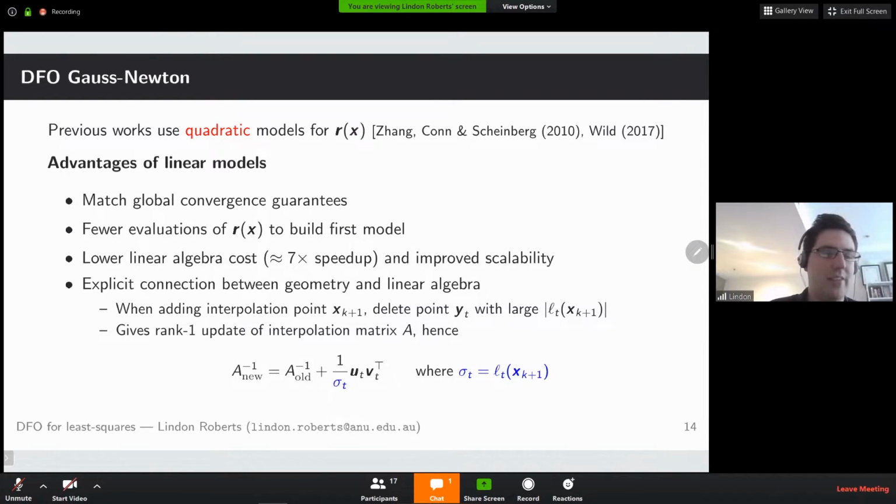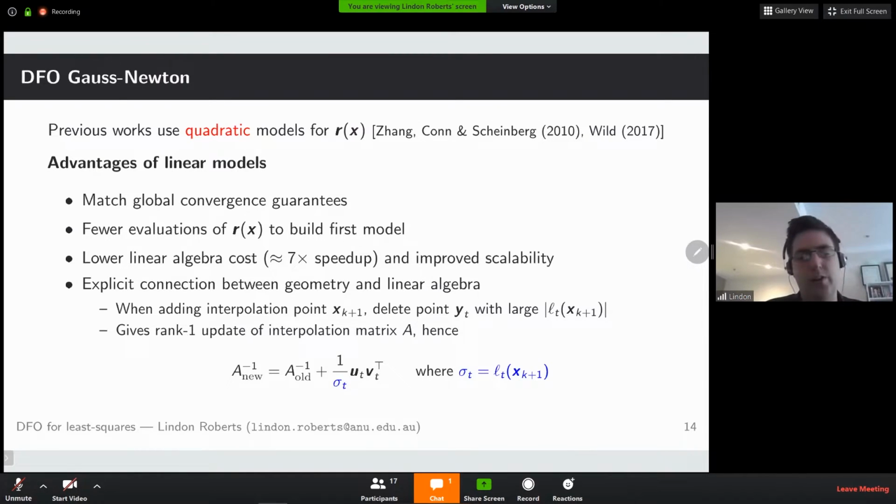And because we're only doing linear interpolation rather than quadratic, that's a much simpler problem. It turns out that the cost of building these models is at least 7 times faster than the quadratic case. That essentially means that they're more scalable. So we can solve larger scale interpolation models, which essentially means that we can solve larger scale optimization problems with the same sort of computational cost. And a nice little point that people more interested in numerical linear algebra might care about is that we get a more explicit connection between the geometry of our interpolation points and linear algebraic quantities. I'll briefly describe it here.